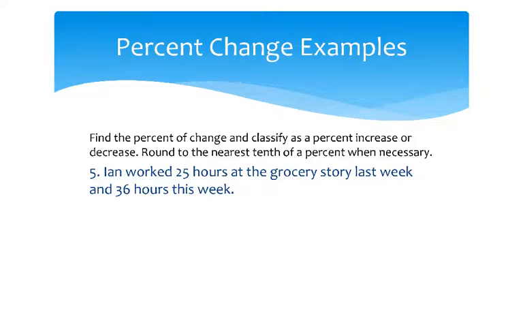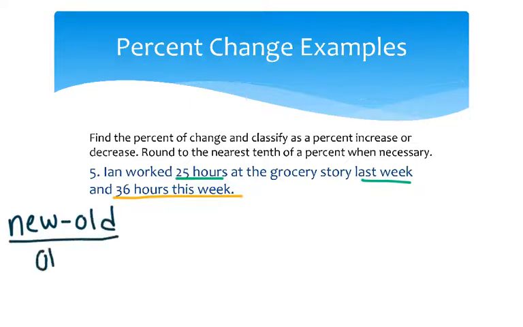Number 5, Ian worked 25 hours at the grocery store last week and 36 hours this week. Clearly, they've been busy with coronavirus. All right, underline the important parts. So 25 hours last week, 36 this week. So writing our formula, new minus old, all over old.